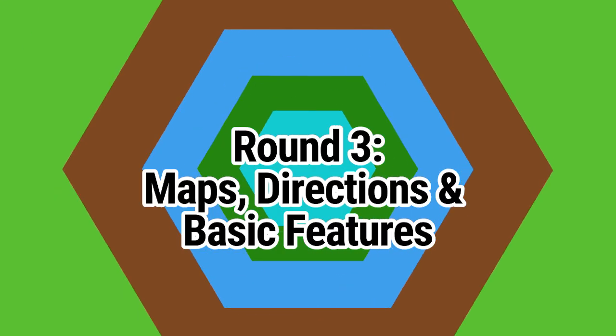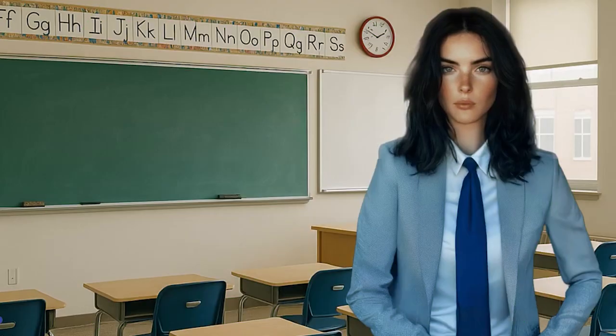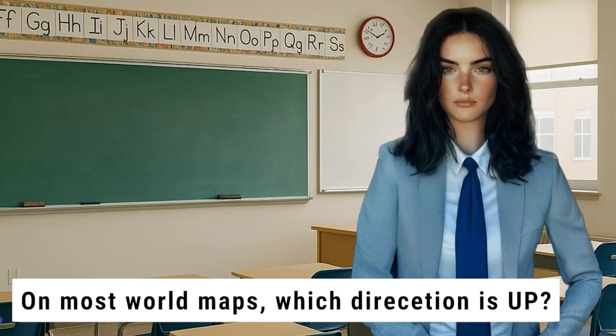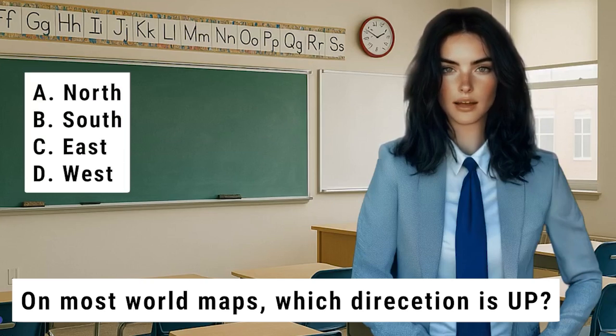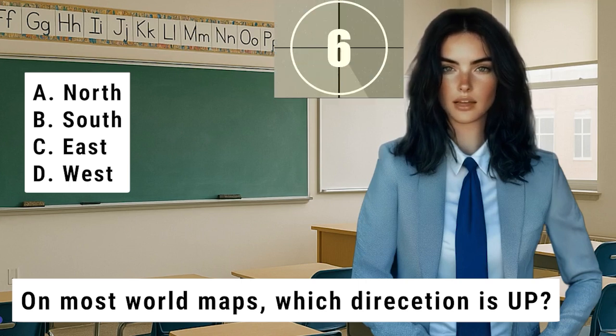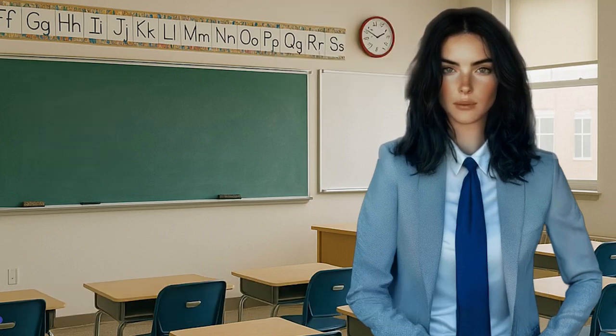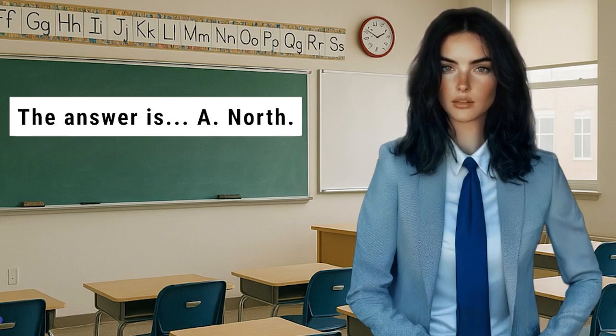Round 3. Maps, directions, and basic features. Question 11. On most world maps, which direction is up? A. North, B. South, C. East, or D. West. You have 6 seconds. Think like a compass. What's the answer? Which one is up? I don't mean up to the sky, but up on the map. Time's up. The answer is A. North. When trying to find your way around, it's always good to have a compass.